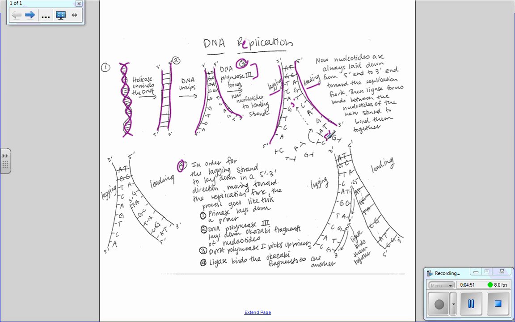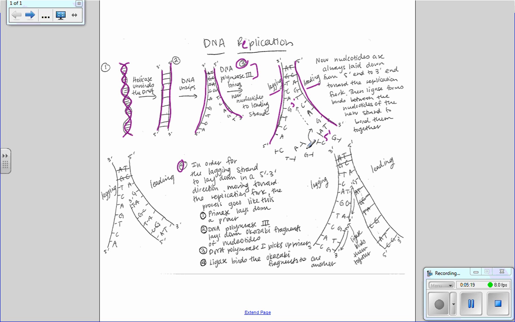So that means we have to start on what's going to be the 5' end, and work our way towards the 3' end. And we always have to be going towards the replication fork as we're laying down the nucleotides. Okay, so those are the two main points. One is that the new nucleotides have to be laid down from the 5' direction to the 3' direction, and two, that has to happen moving from the outside of the replication fork towards the replication fork.